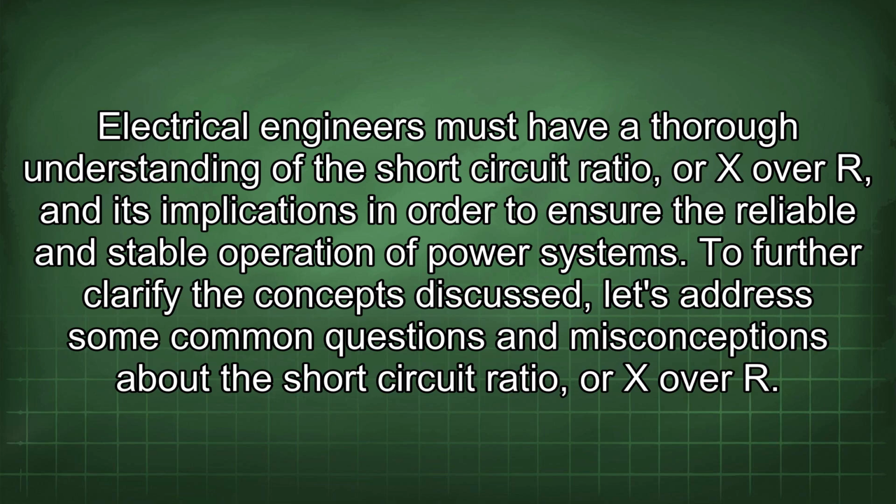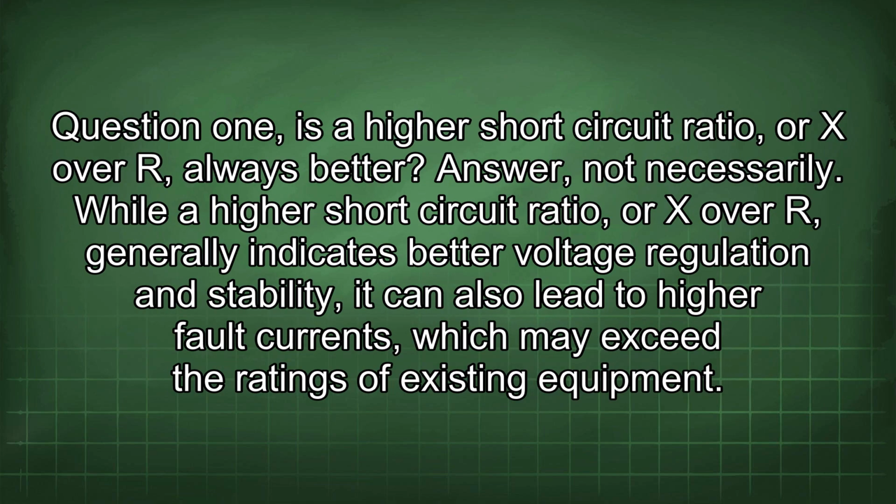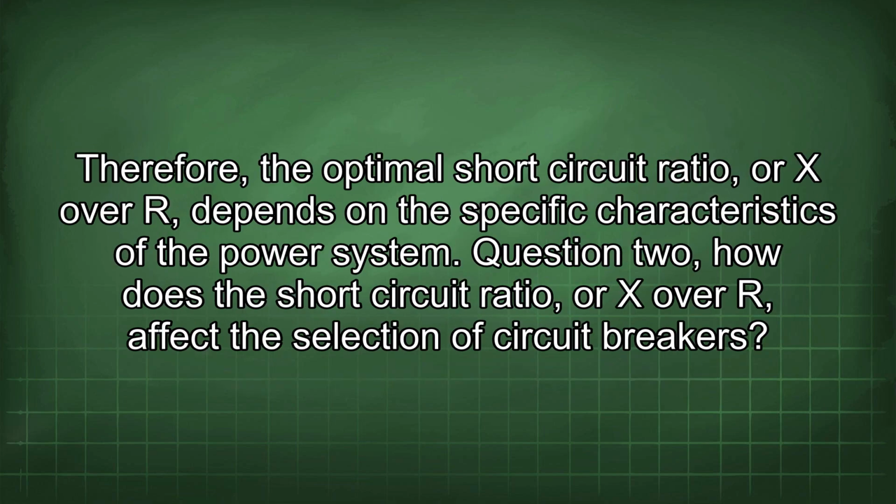To further clarify the concepts discussed, let's address some common questions and misconceptions about the short circuit ratio, or X over R. Question 1. Is a high short circuit ratio, or X over R, always better? Answer: not necessarily. While a higher short circuit ratio, or X over R, generally indicates better voltage regulation and stability, it can also lead to higher fault currents, which may exceed the ratings of existing equipment. Therefore, the optimal short circuit ratio, or X over R, depends on the specific characteristics of the power system.